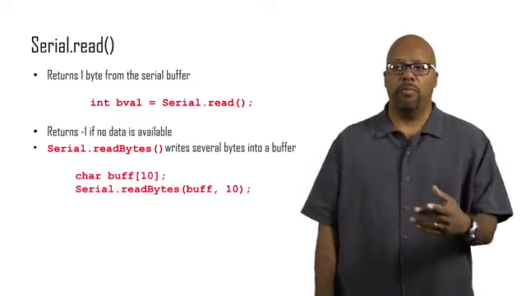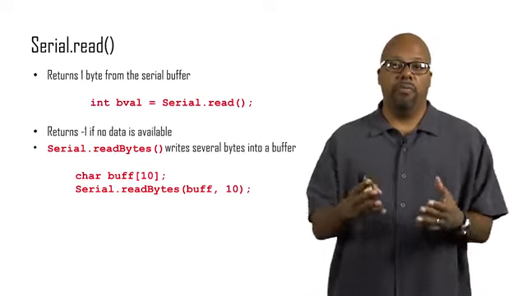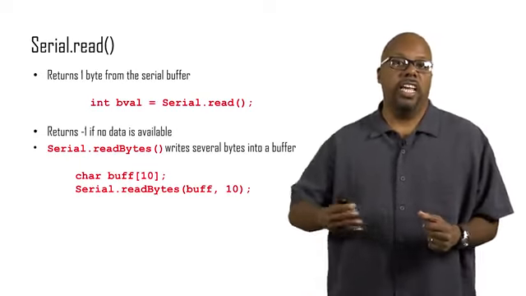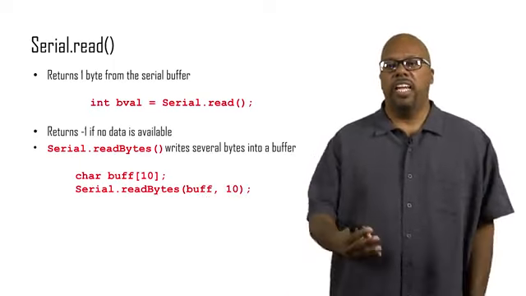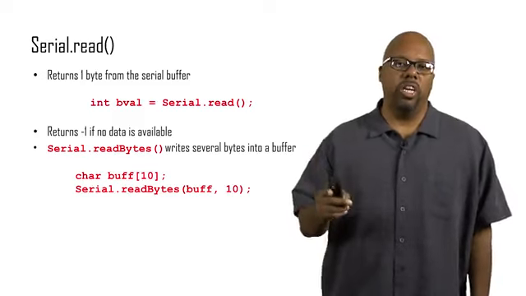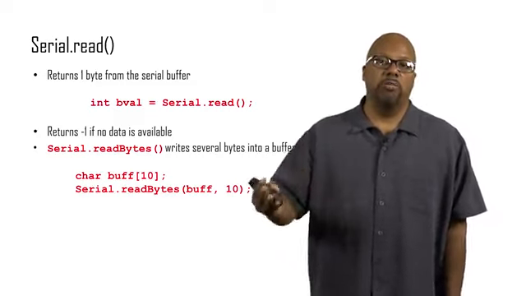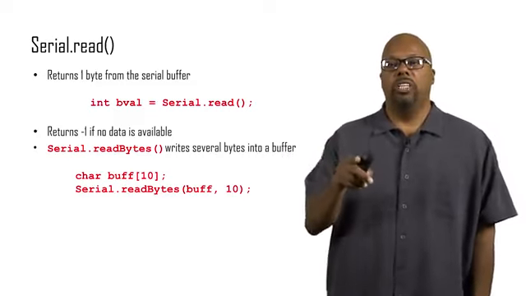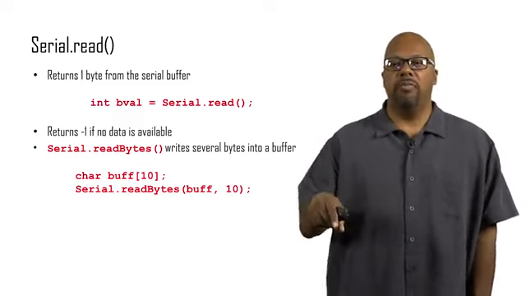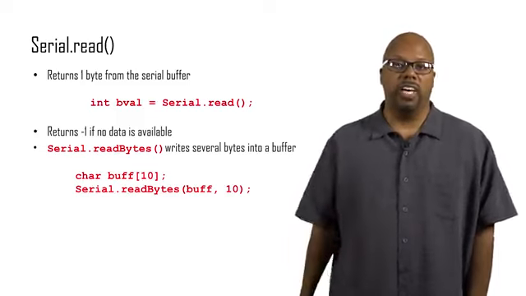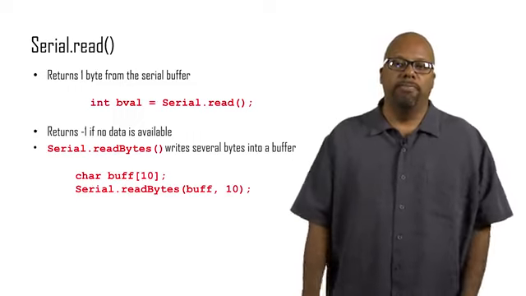As an example, let's say I write char buff[10]. That gives me a buffer called buff, which is 10 characters long, or 10 bytes long, so it can fit 10 bytes. Then I call Serial.readBytes, and I give it 2 arguments: buff, which is the name of the buffer I just created, and 10, which is the number of bytes that I want to read. What readBytes will do is read 10 bytes out of the receiving buffer and place them into buff, the buffer that I specify. And I can access that buffer later and do things with the data.